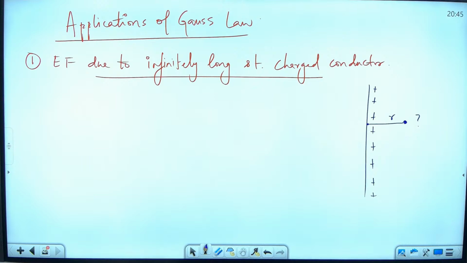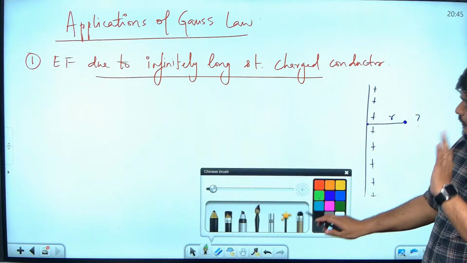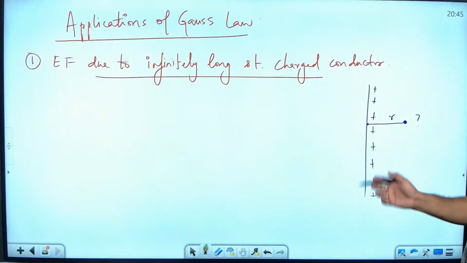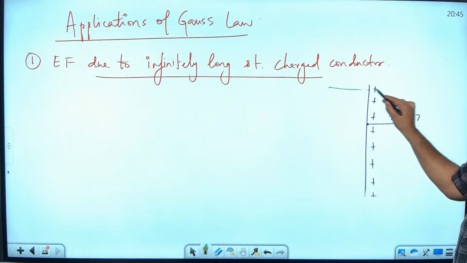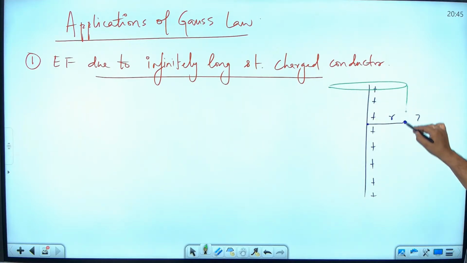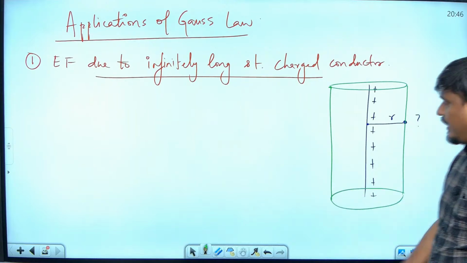Now, I want to use Gauss law because the heading itself is application of Gauss law. I want to enclose this wire. What is the best Gaussian surface? Cylinder, obviously cylinder. So, what I will do, for the same length of the wire, infinitely long wire, I will draw an infinitely long cylinder in such a way that the surface of the cylinder is lying at the point where we are finding the electric field.